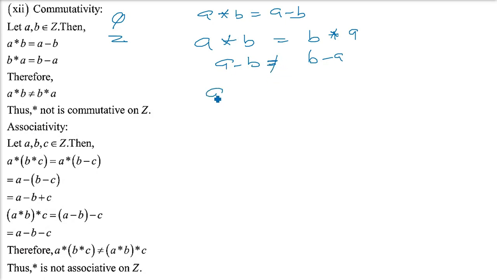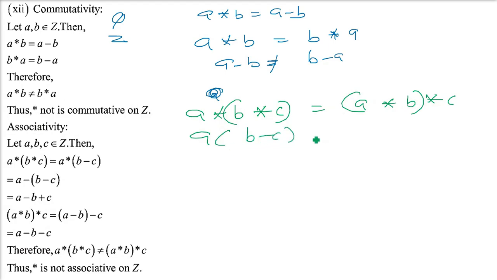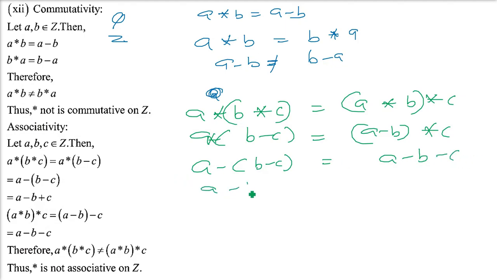Okay, now coming to associative. A star B star C equals A star B star C. BC we will take first, then we will take AB. A star (B minus C) is A minus (B minus C), and then we have (A minus B) star C, so (A minus B) minus C. Here A minus B plus C, because the negative is outside. When you see these are not equal, that is why it is not associative on Z.